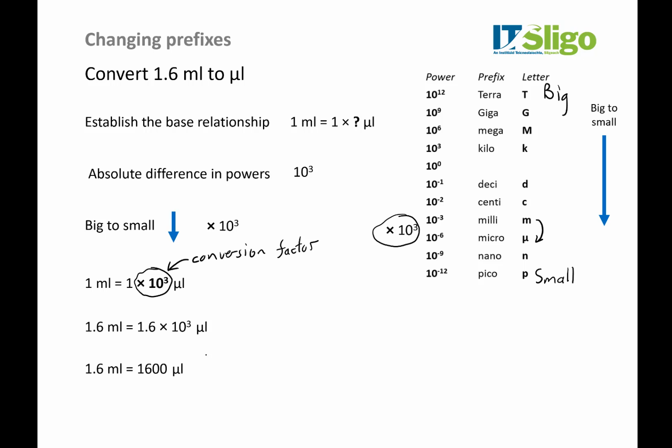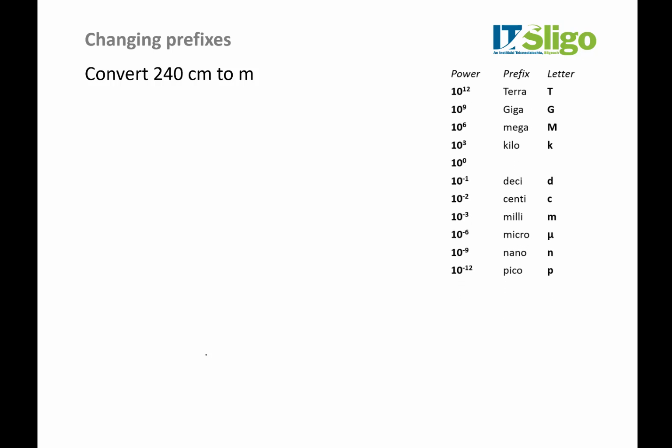So we look at another example. Convert 240 centimeters to meters. Now again, if you do a bit of building or anything like that, you'll be able to do that in your head. But we'll take a look because there's just a few things I want to point out in this as well. So establish the base relationship. We want to go from centimeters to meters. 1 centimeter is how many meters?